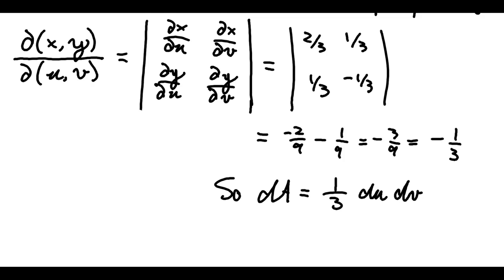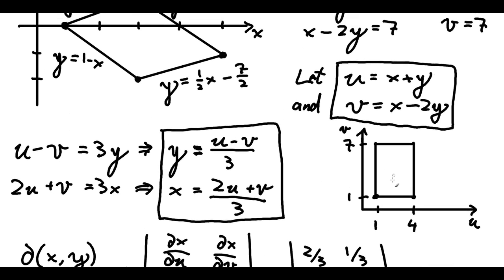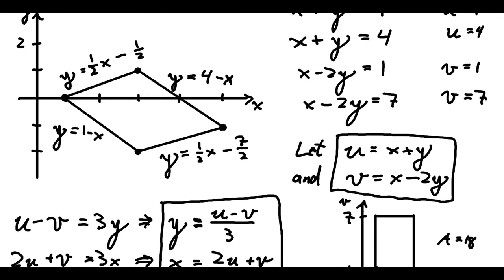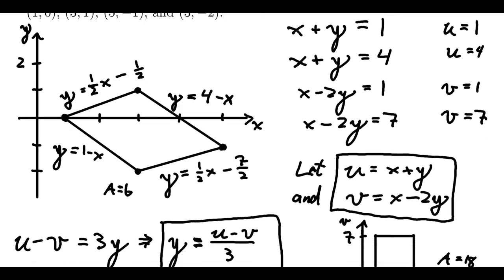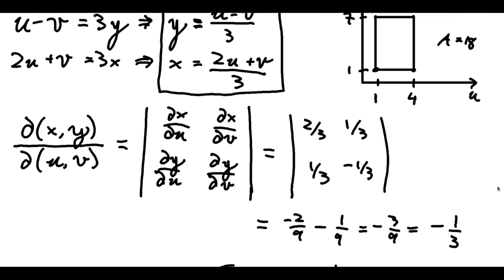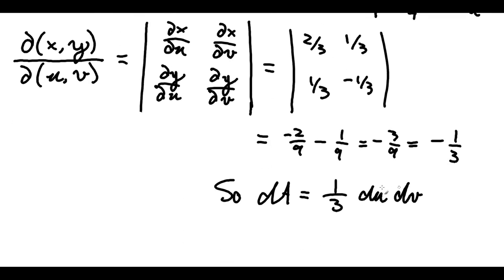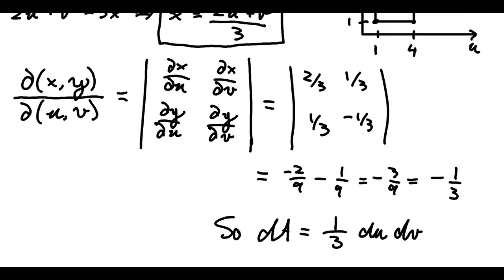That's a scaling factor. In fact, if we come back here and look at this rectangle, you see it's 3 by 6. That has a total area of 18. And if you work out the area of this parallelogram, I encourage you to check on that, you'll find that that has an area of only 6. So what we see here is that to get du dv and translate it to dx dy, we need that 1/3 scaling factor to account for the change in areas.